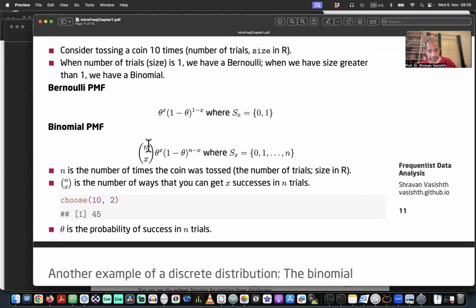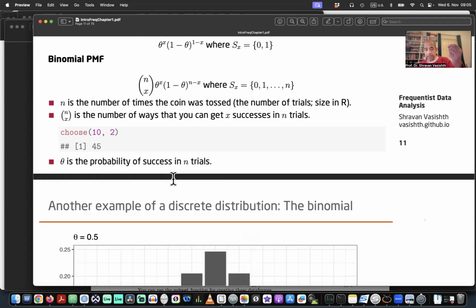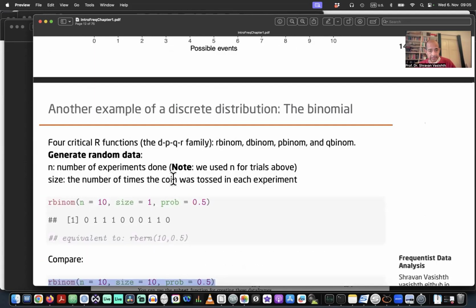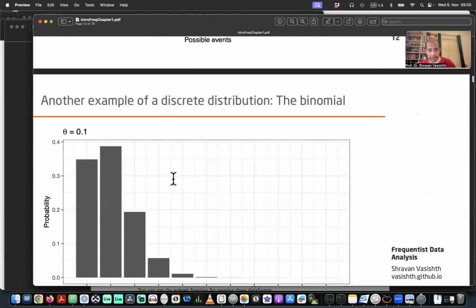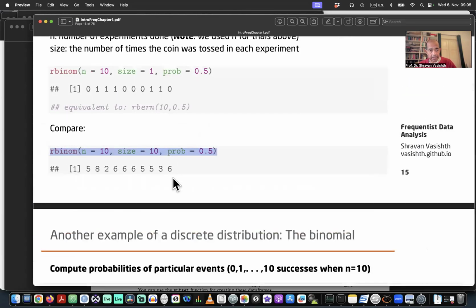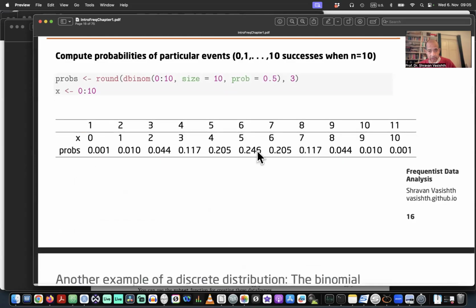I'm going to replace n with 10. X will be whatever number I want to know the probability for. X equal to 0, X equal to 1, right? So X will have that value. Theta will be whatever I believe the probability of success is going to be. And once I plug in all these numbers, I'm going to get back the probability that you saw in these bar plots also, right? But which I'm now writing down in a table. So these are all the probabilities.